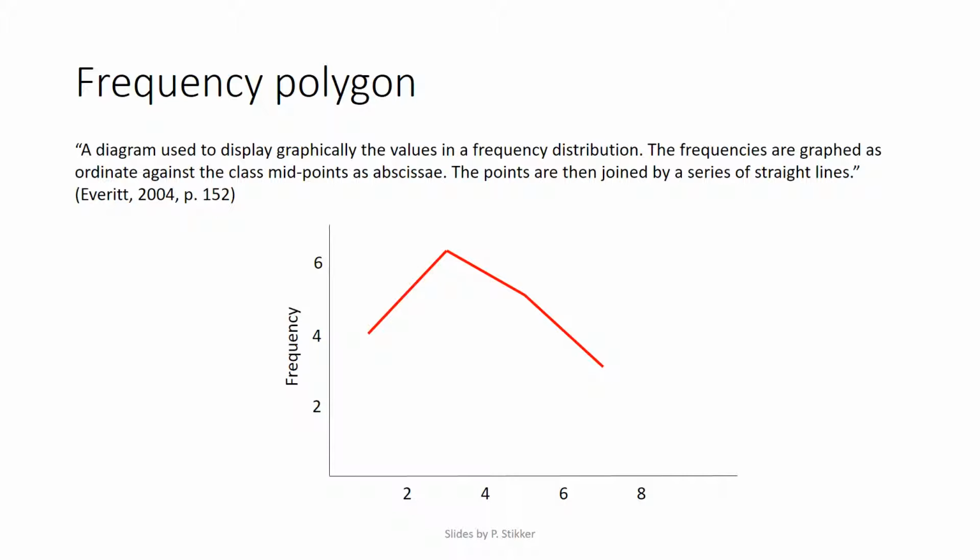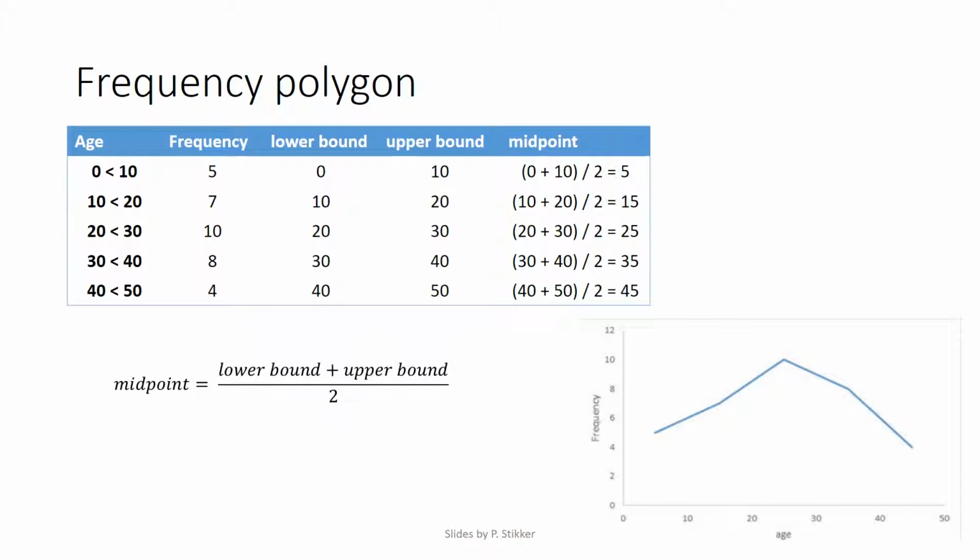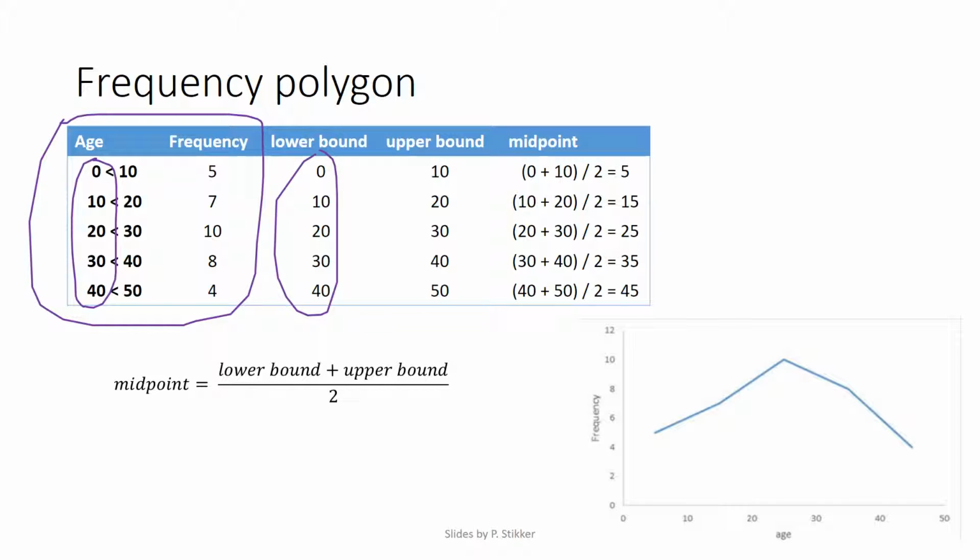On the next slide, I'll show you how you can draw one without having to draw a histogram first. Let's say we're given a table with the ages and the frequencies. The bins we're using, all of these are known as the lower bounds of the bins, so that's why you find them up here. And all of these are known as the upper bounds, and that's why I've set them up here. The height of the dots will be at the frequency, and the position on the horizontal axis will be given by the midpoint.